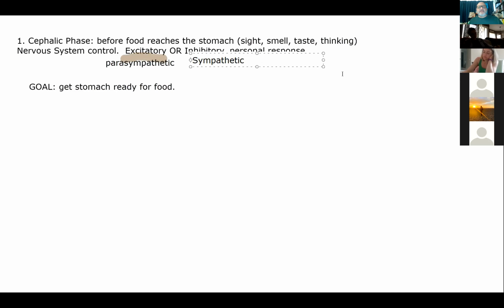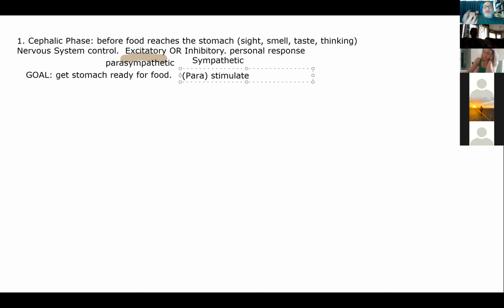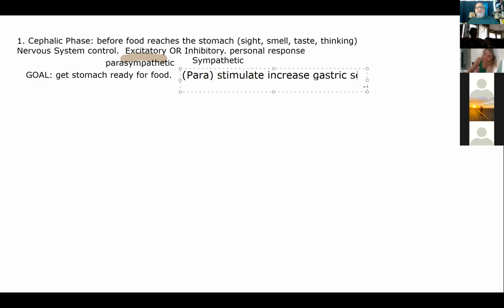Excellent. So our goal is to get the stomach ready. Using the parasympathetic nervous system, we are going to primarily stimulate, because our goal is to prime, an increase in gastric secretions, starting the production of our gastric juice as a result of that.